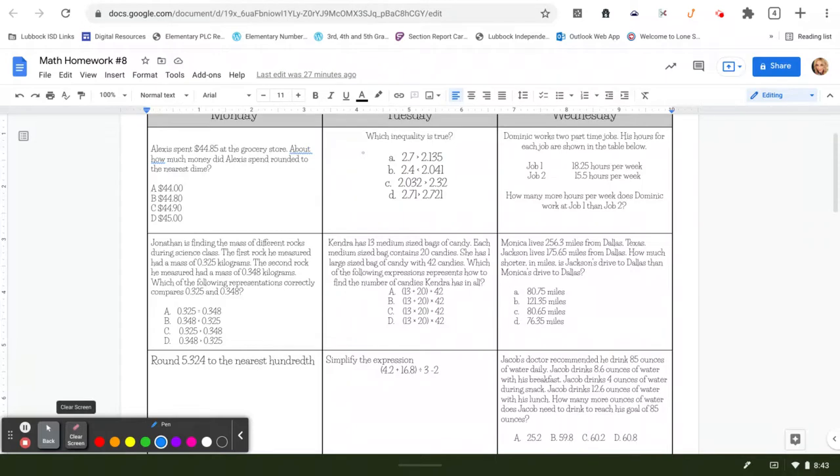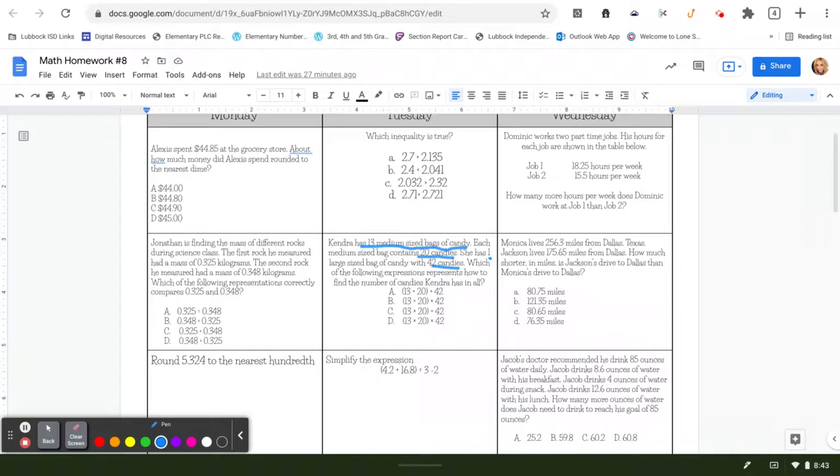On the next one, Kendra has 13 medium-sized bags of candy. Each medium-sized bag contains 20 candies. She has one large bag of candy that has 42 candies. Which of the following expressions represents how to find the number of candies she has in all?